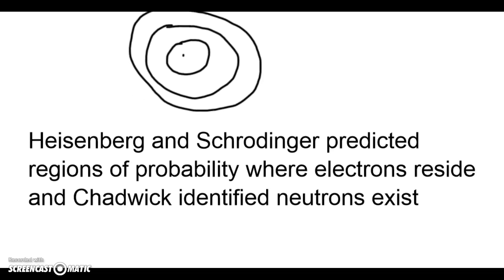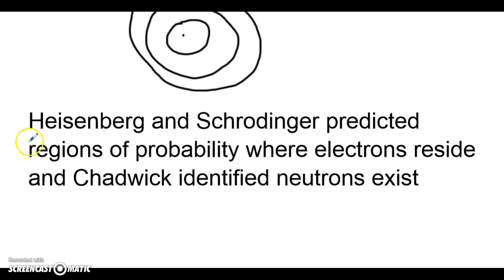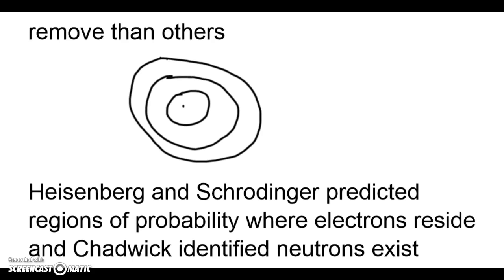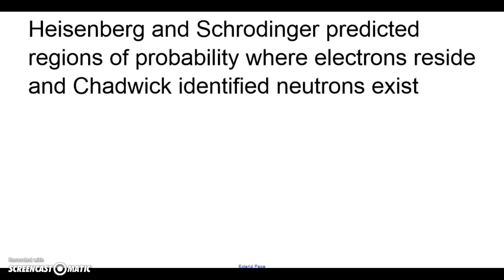So next, we only talked about this to this level. Heisenberg and Schrödinger realized that the electrons weren't traveling in these perfect little circles. Instead, they predicted these regions of probability where electrons reside, and those regions are actually the subshells that we talk about: the S subshell, the P subshell, or the Ds. And also Chadwick identified that neutrons exist.